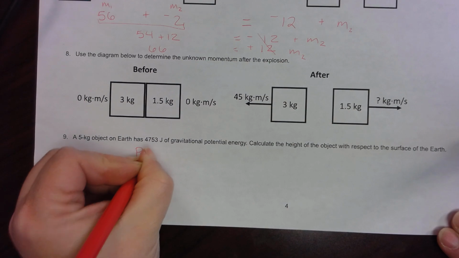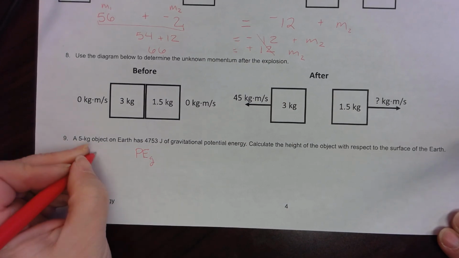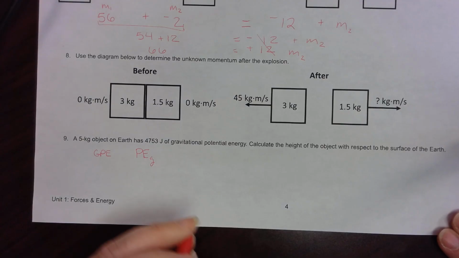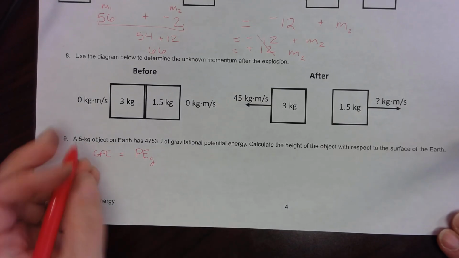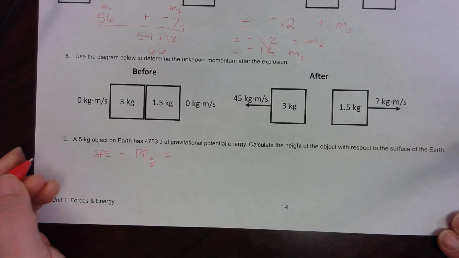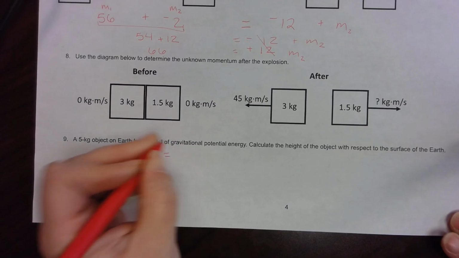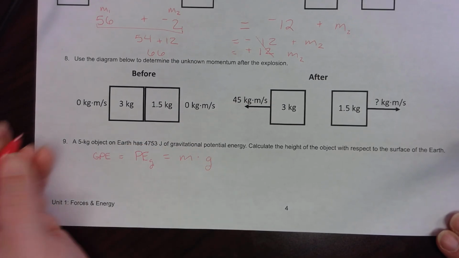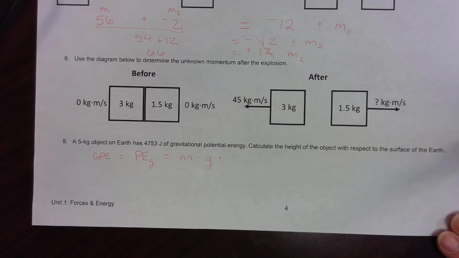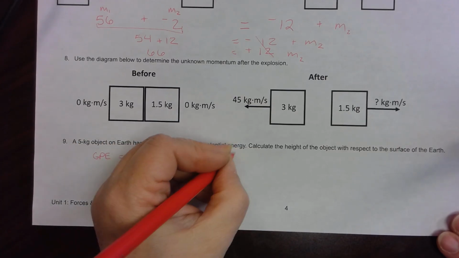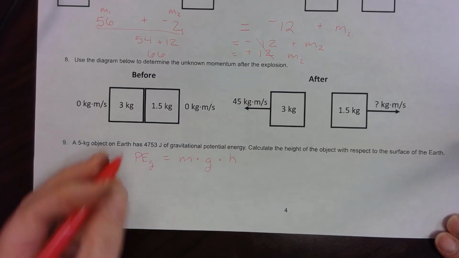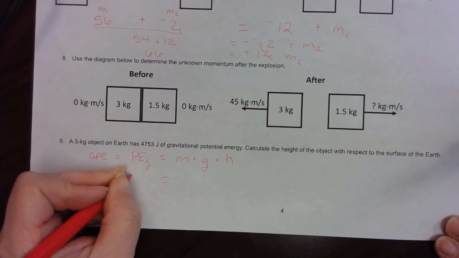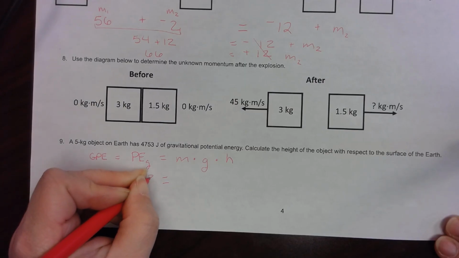Gravitational potential energy. Sometimes it's written like this. In some things we've seen it written like this. Either or, okay, same thing. Their gravitational potential energy is equal to the mass of an object times the acceleration due to gravity here on Earth times the height of the object. So we know that it has this much energy.